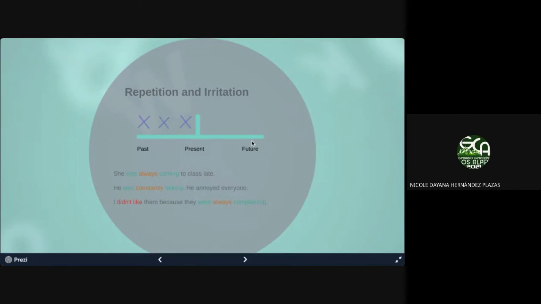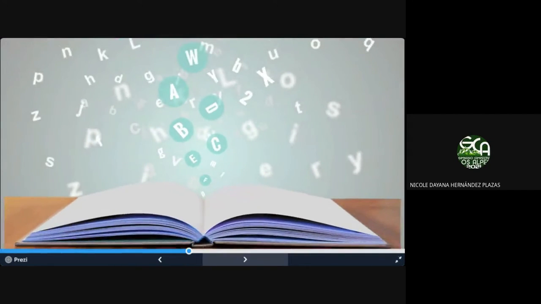And finally, guys, okay, we are not going to be paying attention that much to this one, but remember that when you have repetition in the past, it is going to go with continuous. She was always coming to the class late. He was constantly talking. He annoyed everyone. I didn't like them because they were always complaining. But this one is not going to be part of this explanation. Esta no la vamos a mirar. Esta no la vamos a estudiar.